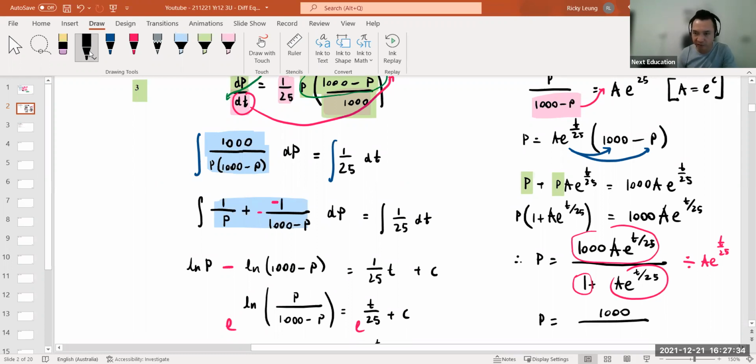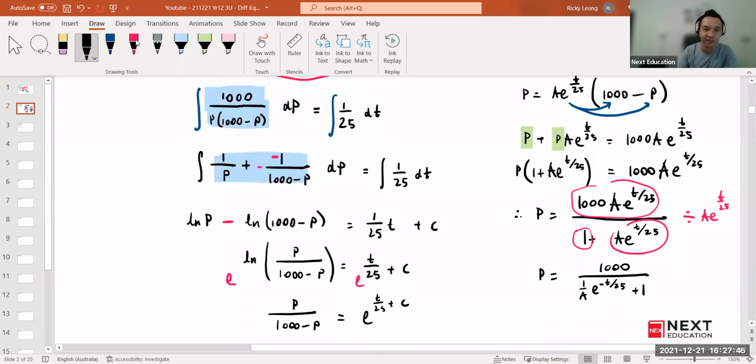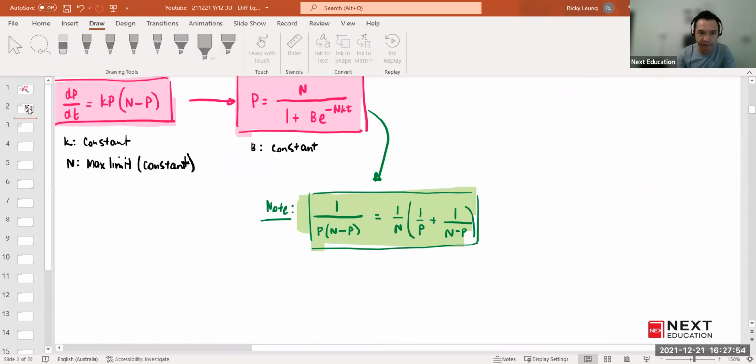When you do now 1 divided by this, you still get 1 on A, and then E, because you're dividing the exponential, becomes negative T on 25 plus 1, right? You get that? That's nice. Now, guys, this is the final piece of the puzzle. Let me just check my formula here. Yep, perfect.